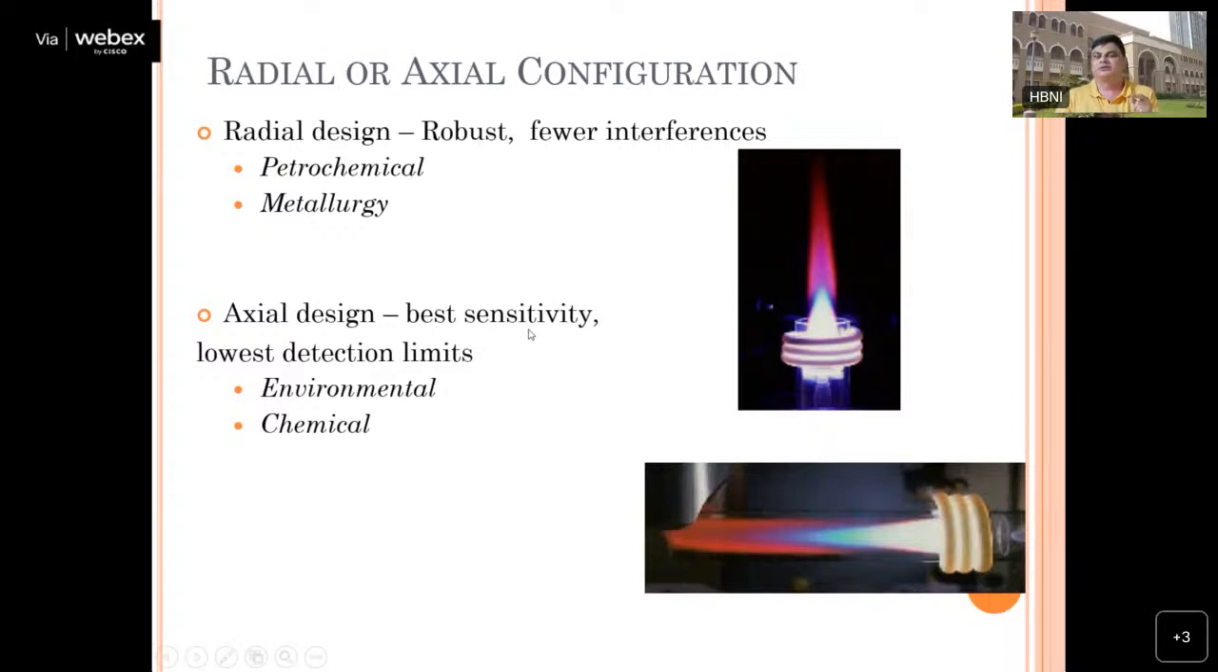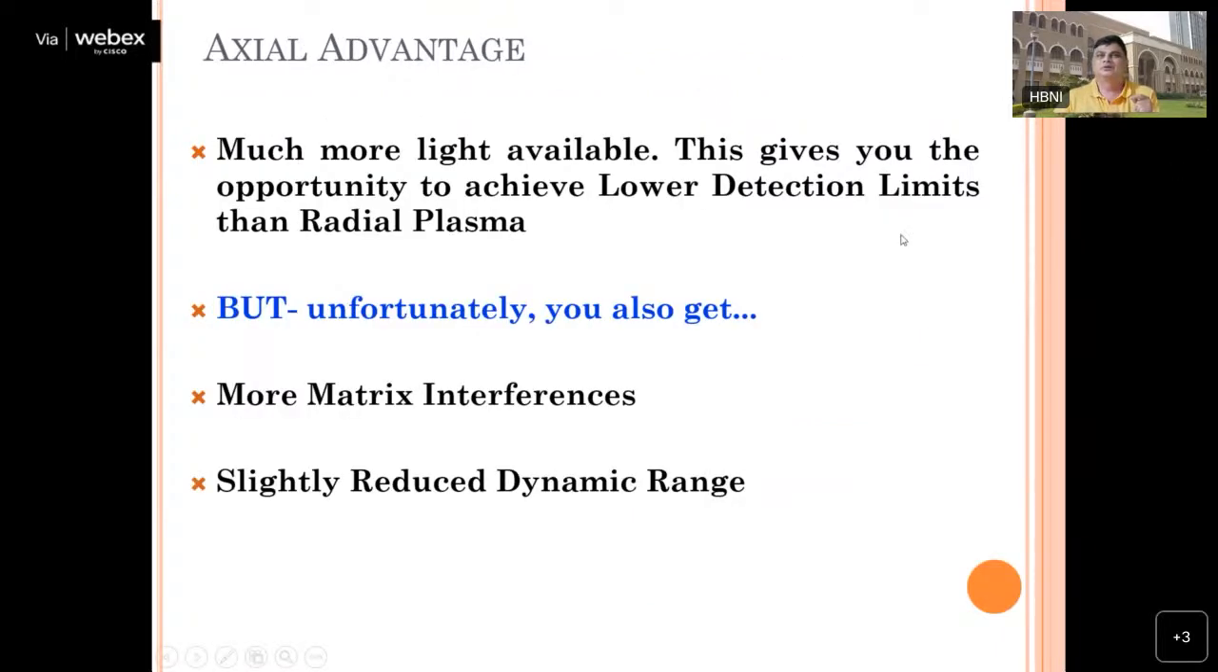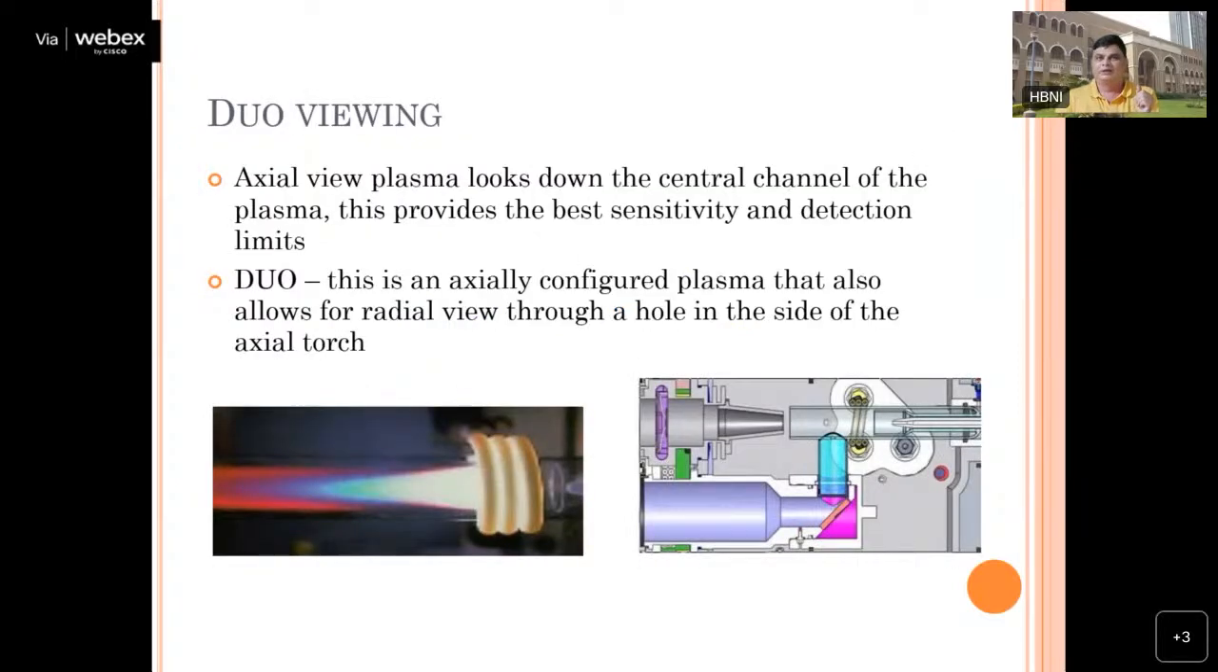Then we have the axial view, which has the best sensitivity, but we lose in terms of detection difficulty. Why is there an axial advantage? Because much more light is available, and this gives us the opportunity to achieve a lower detection limit than the radial view. But unfortunately, there is more matrix interference and a slightly reduced dynamic range. Dynamic range means lowest to the maximum, so the dynamic range also gets reduced.